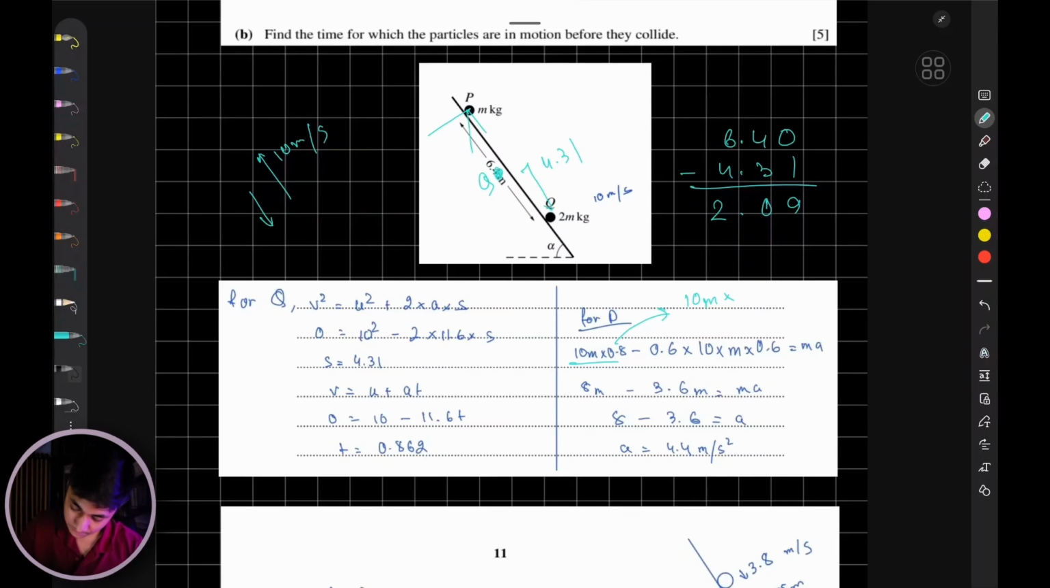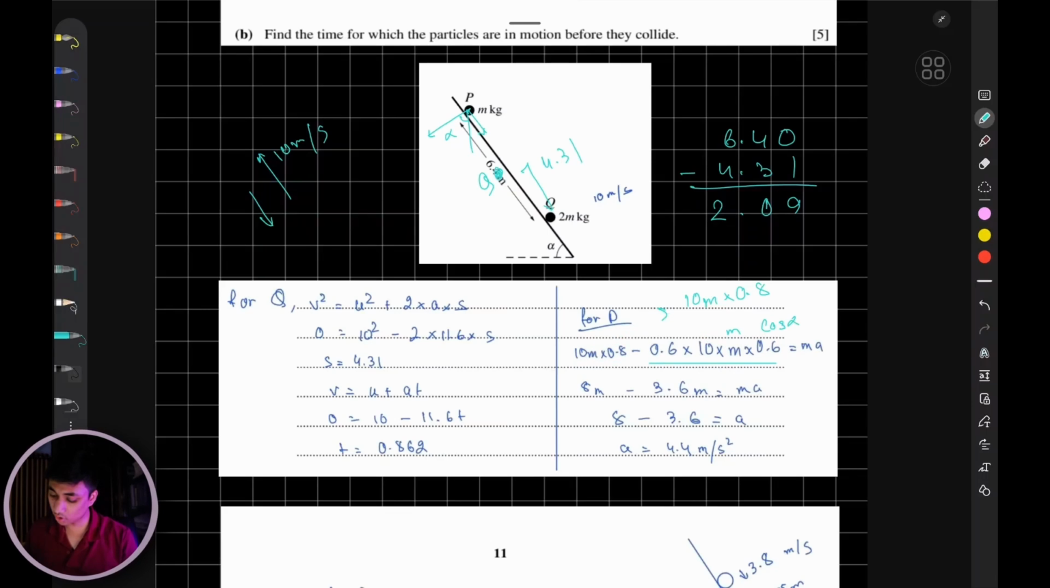This is alpha, and this is going to be sine alpha, and this is going to be cos alpha, right? So sine alpha is 0.8. Therefore, this is going to be your weight component, and this is going to be your friction. Now, since friction is in the opposite direction compared to your component of weight, it's going to be 0.6, the coefficient of friction, times your normal force, 10m, that is mg, times your component, cos alpha, which we found out to be 0.6, right?